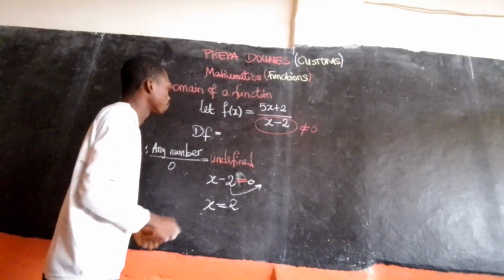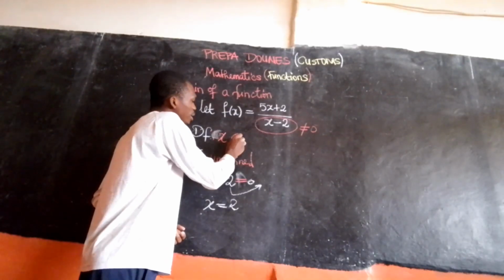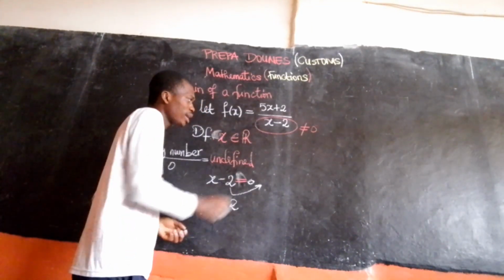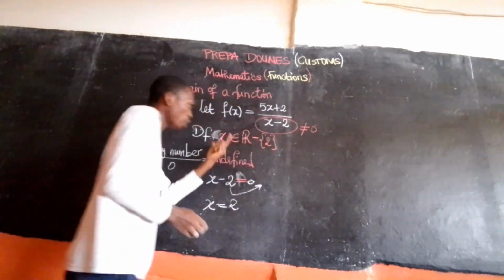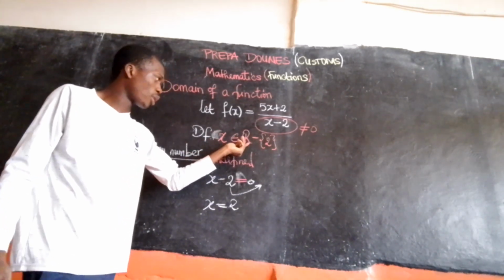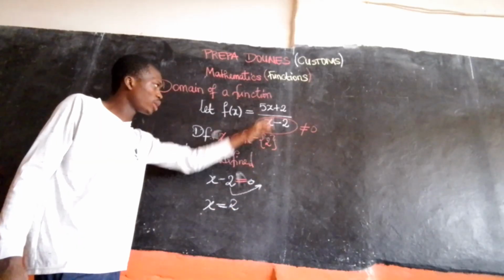How do I represent it? The domain is such that x is an element of the set of real numbers except 2. Look at what I've done. X is an element of the set of real numbers except 2, because when x is 2, the function will be undefined.